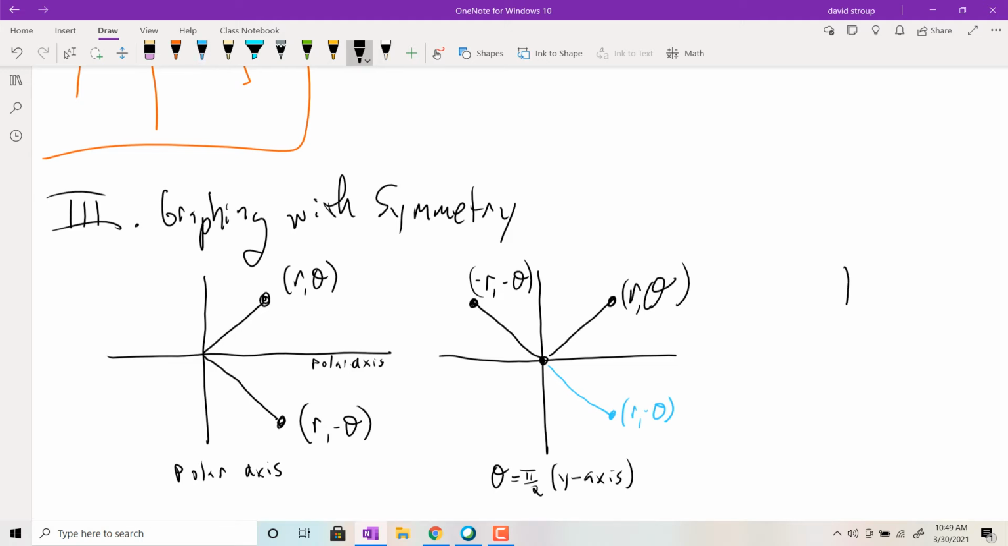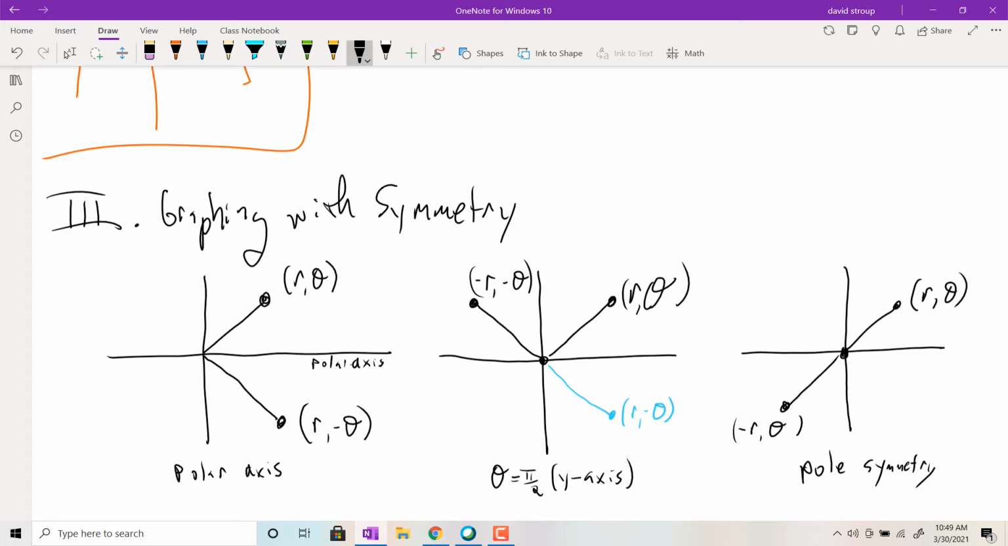The last kind of symmetry then would be the pole symmetry, which is basically just origin symmetry. So if you have the point r comma theta on the graph, then you also have the point negative r comma theta. So you just go in the other direction by negative r, but keep the same angle.